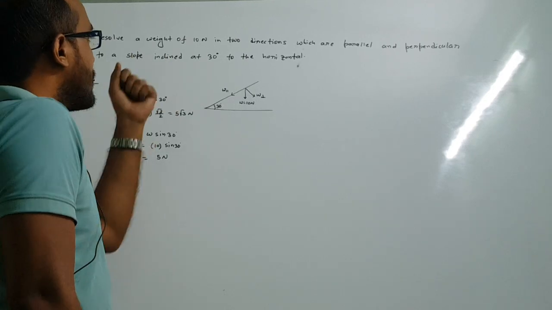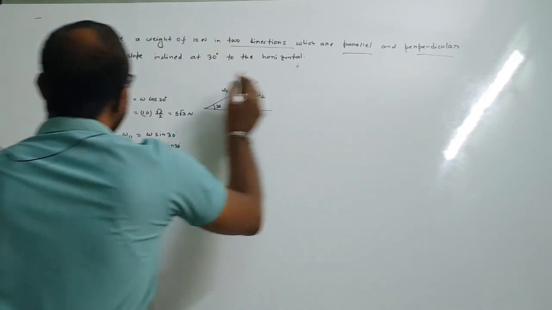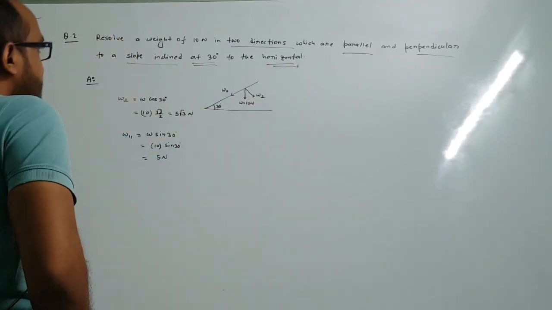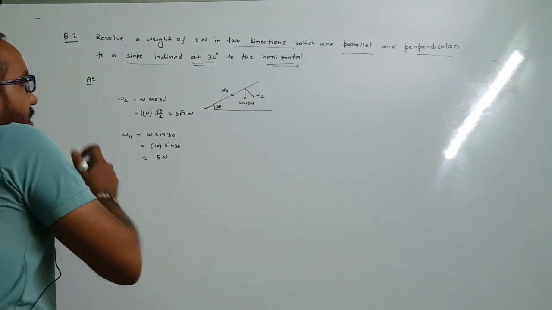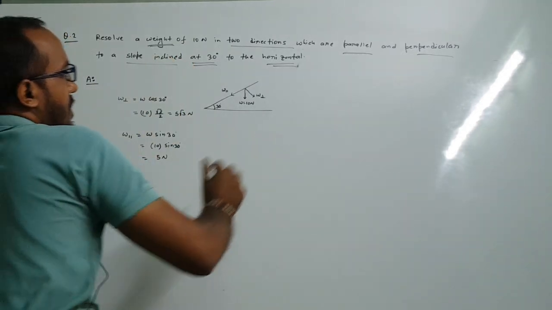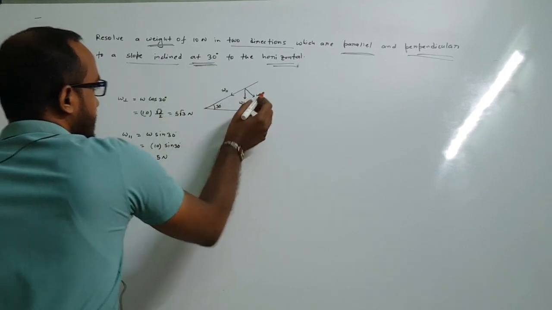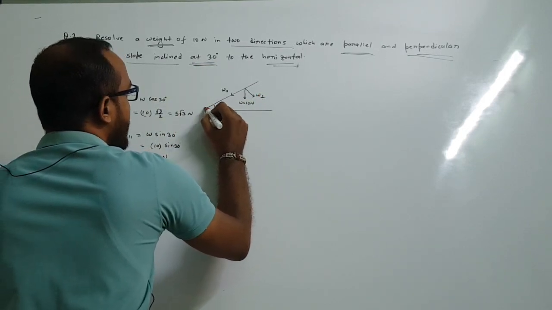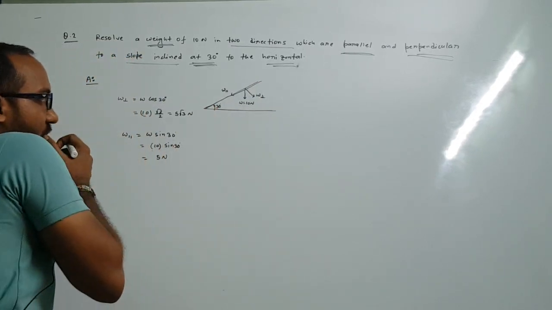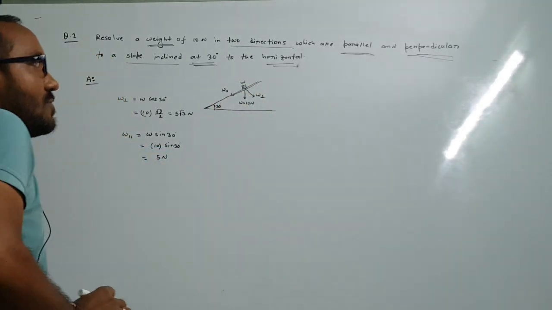Resolve a weight of 10 Newton in two directions which are parallel and perpendicular to a slope inclined at 30 degree to the horizontal. That means you have to find the components of W, that is resolve a weight, parallel and perpendicular to a slope inclined at 30 degree. That means, let us say this is the slope, inclined at 30 degree to the horizontal. Now you have to resolve a weight. Let us say this is your weight W.